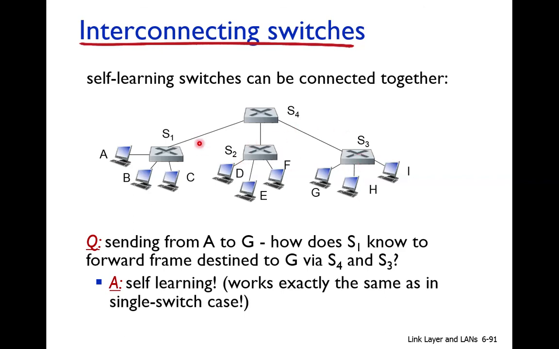So when the hosts are connected with multiple switches and the switches are interconnected, on each switch we have a forwarding table. On each switch we have a self-learning protocol that is working, and it works exactly the same as in the single switch case.